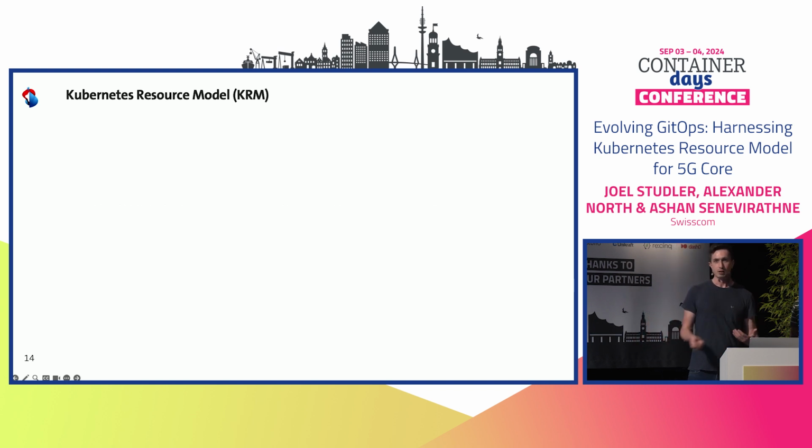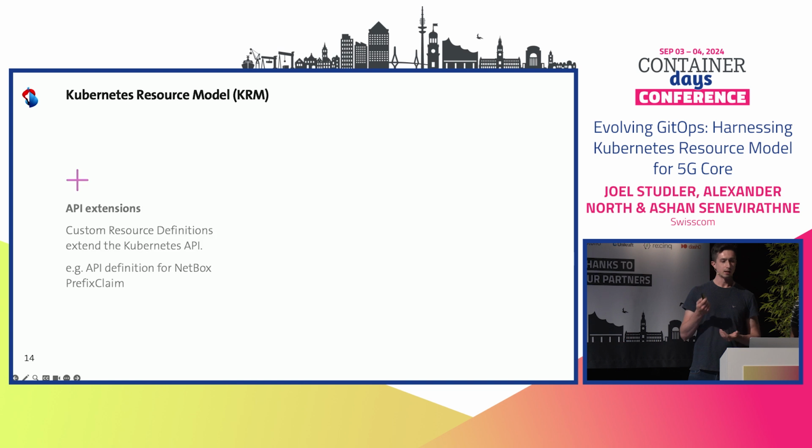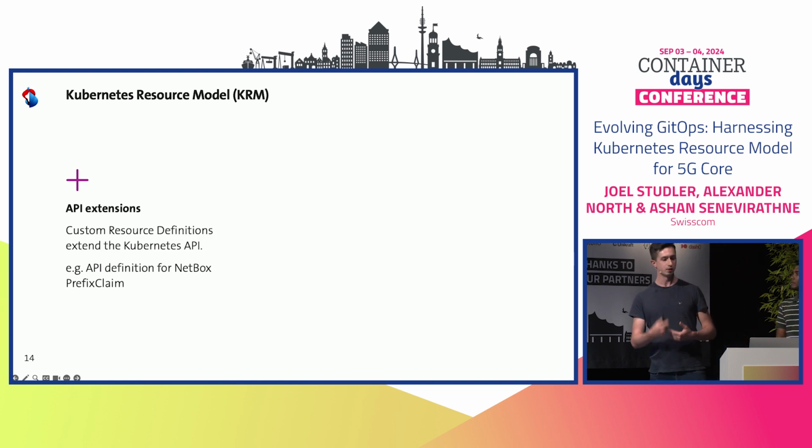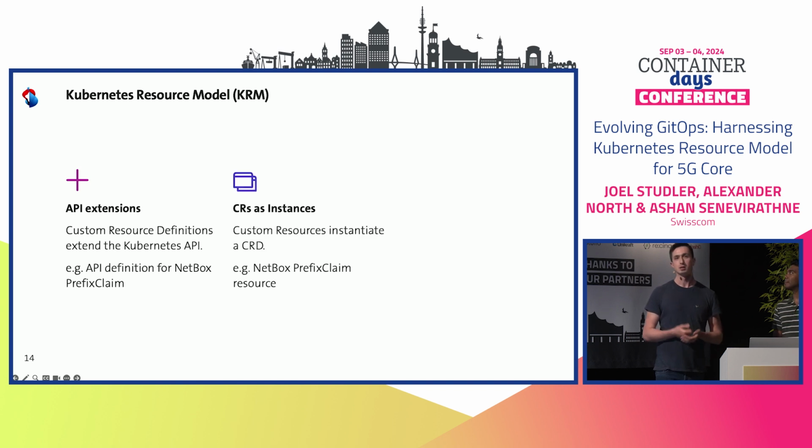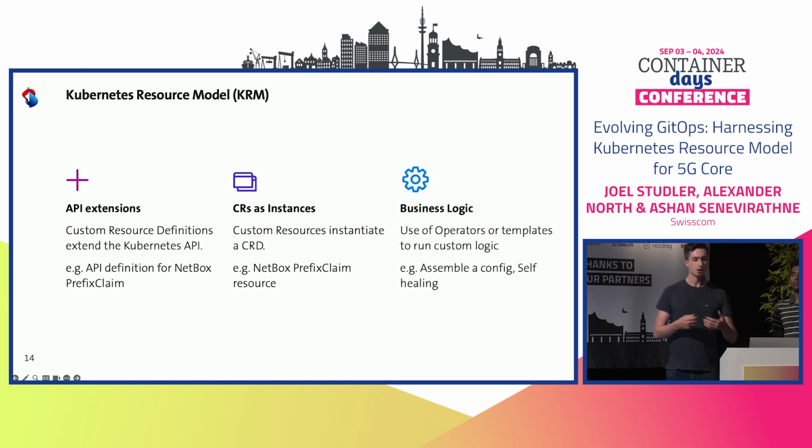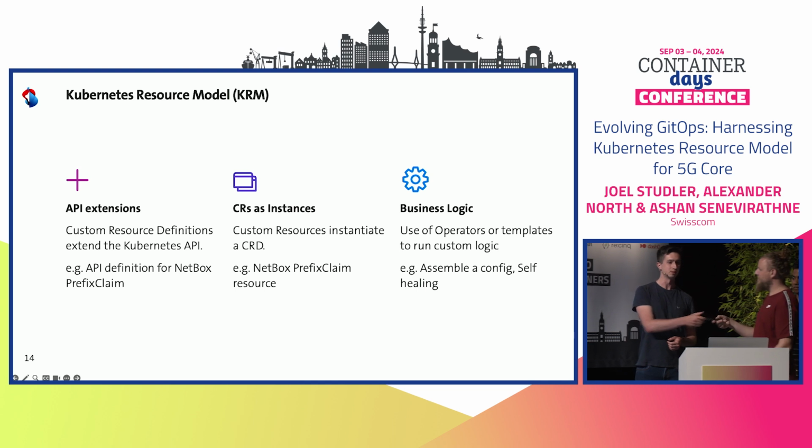So KRM, what is it? It consists of 3 parts. The first part being API extensions. We have new functionality defined in the Kubernetes API. We can use custom resources to instantiate these extensions. And we have some business logic, which could be done through operators or templates. I'll now pass over to Yoel to discuss the steps we've taken and what we've been able to research.